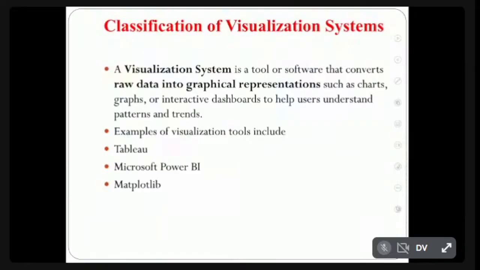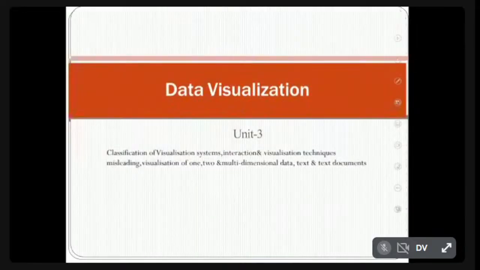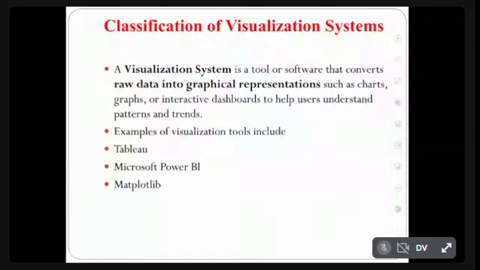Now is it clear? Yes? So we'll just go through the third unit, then we'll start the fourth unit, right? Last time I remember I've completed 2 units, right? Coming to the third unit, it is about data visualization in this classification of visualization systems, right? Hope my voice is clear till the back.